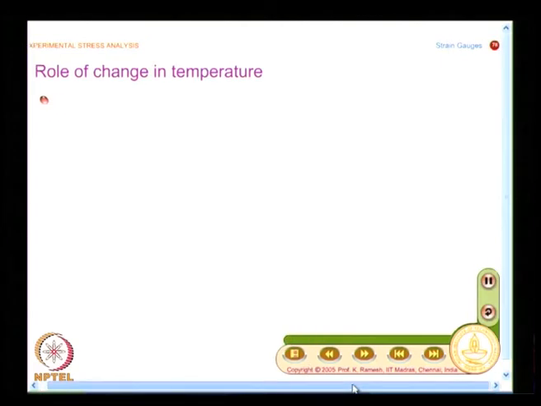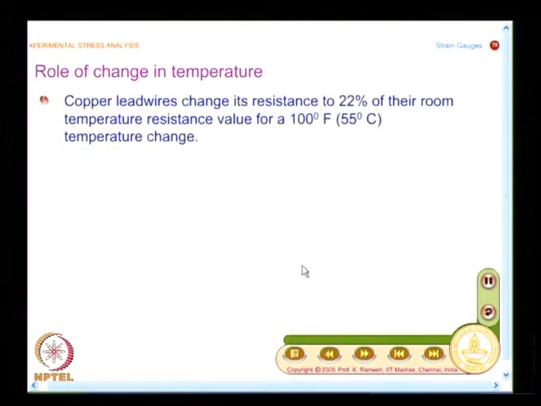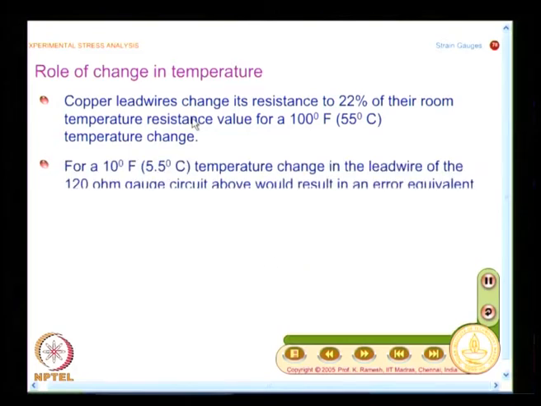Now, we will bring in, as in all strain gauge instrumentation, change in temperature, and I also noted change in temperature is not necessarily change in temperature of the specimen. Just because current is flowing through the strain gauge, it gets heated. When strain gauge can get heated, the lead wire also can get heated. So, we will also have to look at temperature change. We will see how the temperature change influences. And it is noted that copper lead wire changes its resistance by 22% of the room temperature resistance for a 55 degree centigrade temperature change.